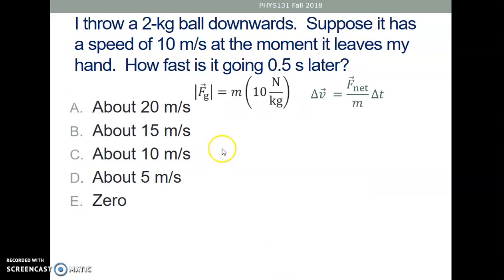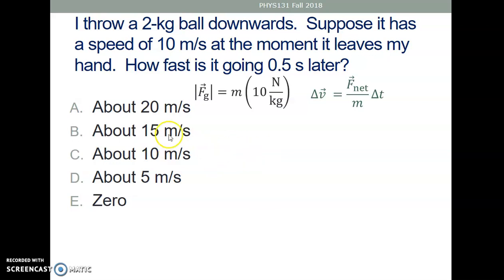Now, this time, I throw a 2 kilogram ball downwards at a speed of 10 meters per second. So I'm throwing the ball off the top of a tall building, let's say, and it leaves my hand with an initial velocity of 10 meters per second. Okay, how fast is it going half a second later? Is it going 20 meters per second, 15 meters per second, 10 meters per second, 5 meters per second, or 0? Okay, pause the recording, please, and make your selection.